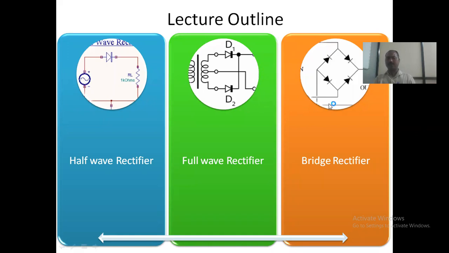Now we come to the bridge type rectifier. What it indicates is that we have to use a bridge of 4 diodes for the conversion of AC voltage into DC. That's why it is called a bridge type rectifier. For the transformer used, the primary has 2 wires and the secondary has 2 wires. That's why it is a bridge type configuration.